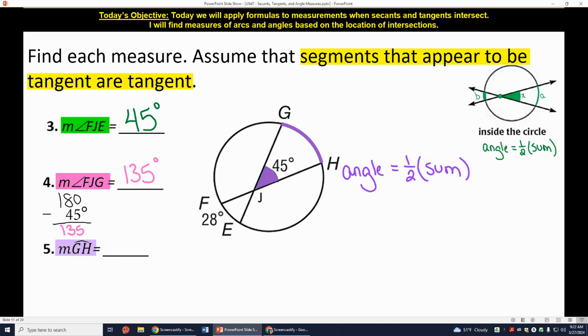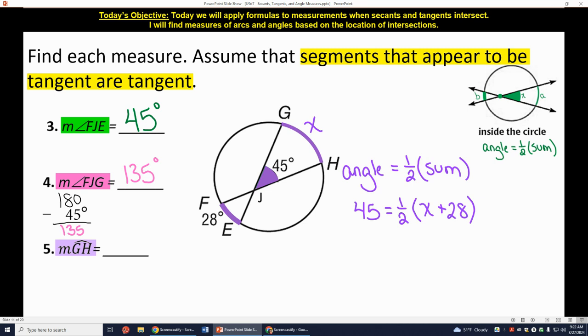When I fill in my formula, angle equals 1/2 the sum. I know the angle. The angle was given to me. It's 45 degrees. That's going to equal 1/2 the sum of the two arcs. So I'll be adding together the two arcs. One of the arcs is the arc we're trying to find, so I'm going to replace that with an x because we don't know what that is. The other arc is 28 degrees.